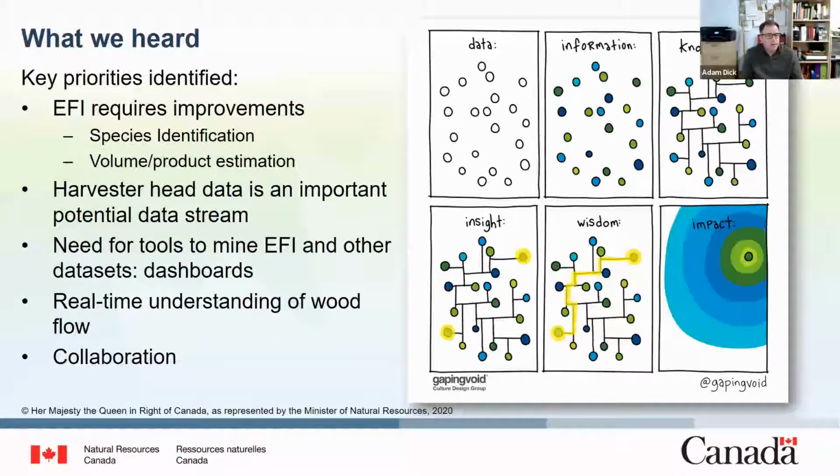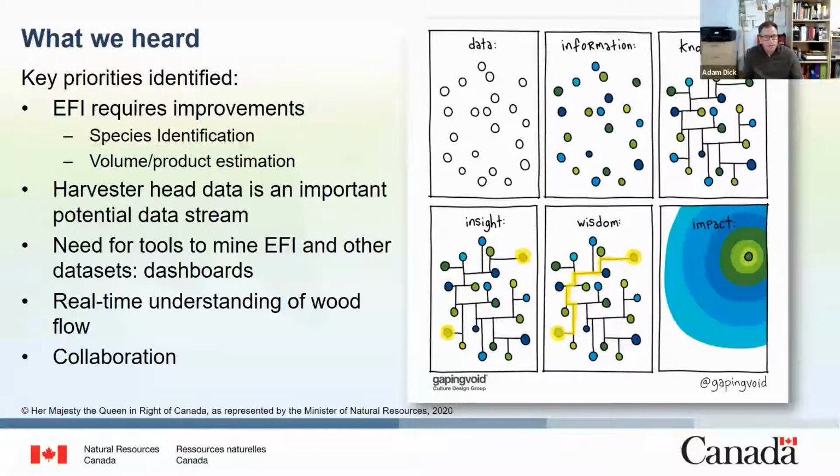Just to quickly summarize the key priorities that we identified: the enhanced forest inventory, we still need to make incremental improvements on that. Important ones being species identification, volume and product estimation to really truly make it operational. Having accurate estimates at that scale is important, so we're trying to work on that.